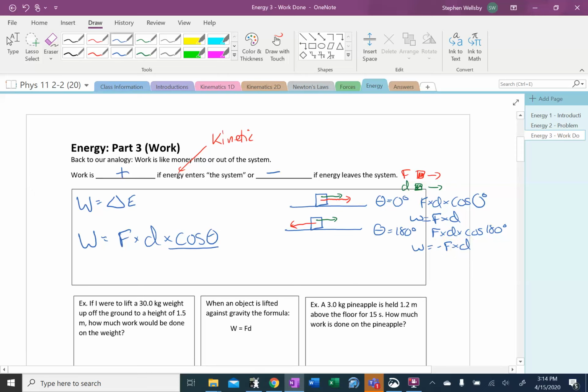In other words, you're taking kinetic energy out of the system. It was moving to the right, so it had some energy, and now I've applied a force to the left, so I've taken away that energy from it.